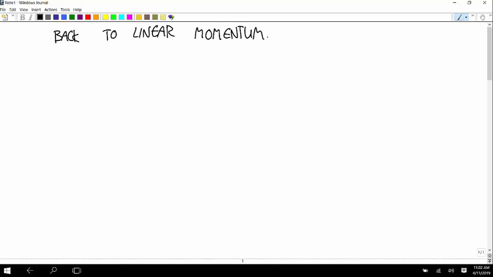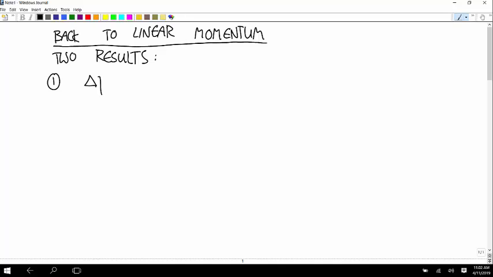Okay, back to linear momentum. So there are two results that we're going to use. The first one says that the change in linear momentum is equal to the integral from instant 1 to instant 2 of the net force vector dt.